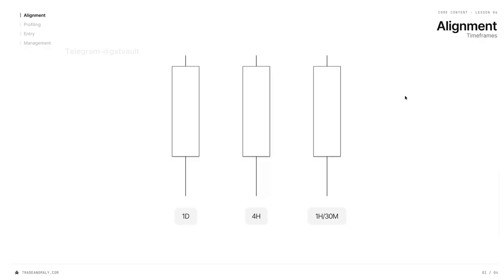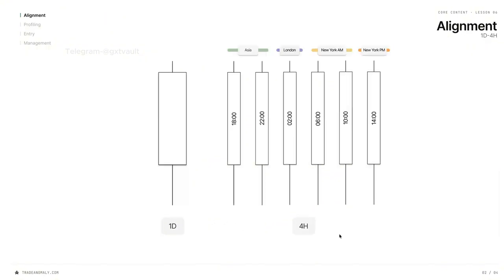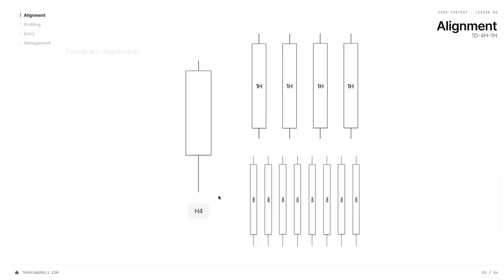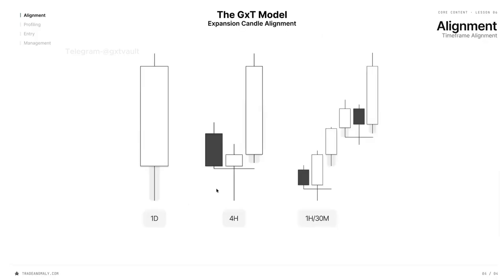So what is the entire goal of the GXT model? And that is to mechanically align three time frames in the same direction, specifically three multi-time framed expansion candles. And that's going to be the daily, the 4-hour, and the hourly/30-minute. So within the daily candle, you have 6 4-hour candles. So essentially, within your time window, you're going to try to align a specific 4-hour candle with the daily candle. And within that 4-hour candle/session, you're going to time it by aligning a hourly or 30-minute expansion candle within that 4-hour candle. So this is what that will look like.